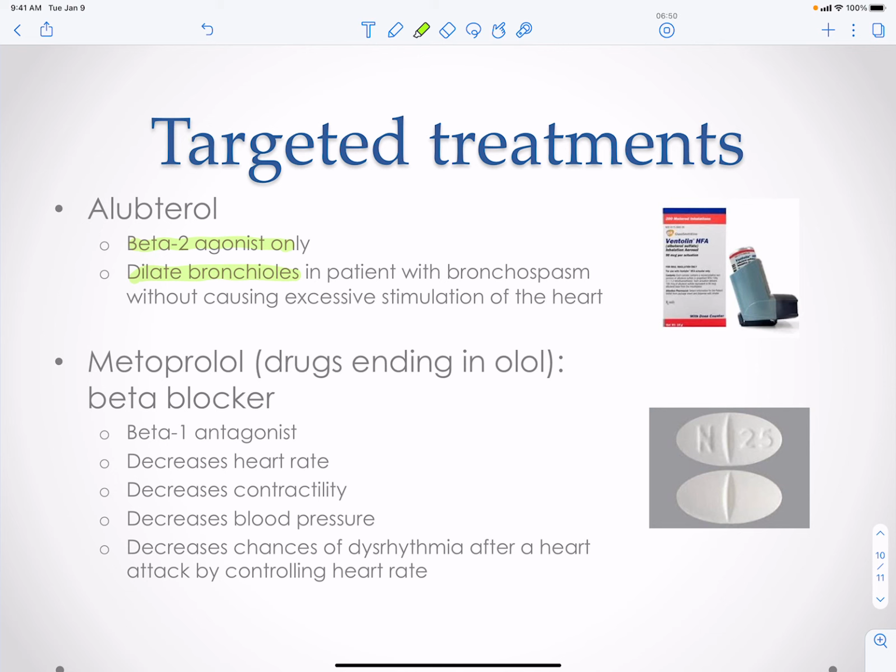We also have beta blockers. So drugs ending in -olol are going to be beta blockers. These are beta 1 antagonists. So this is going to help to decrease heart rate, contractility, and blood pressure. And so this is going to be used to decrease the chances of dysrhythmia after a heart attack.